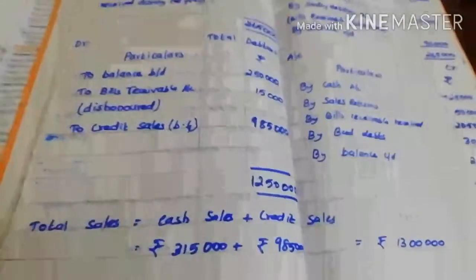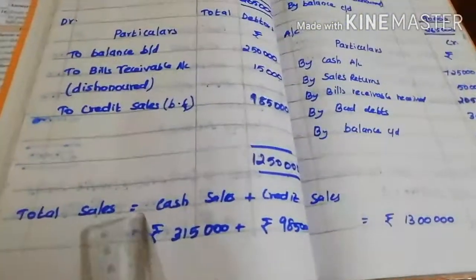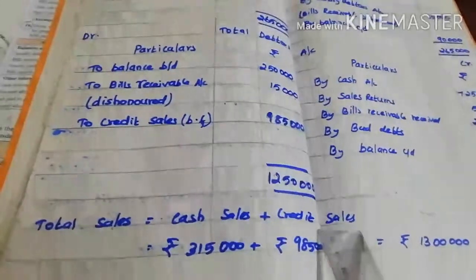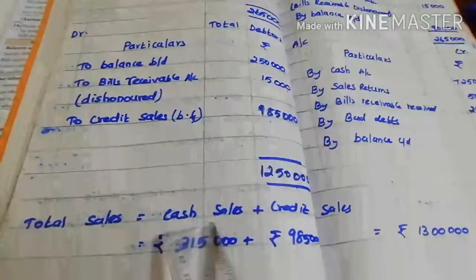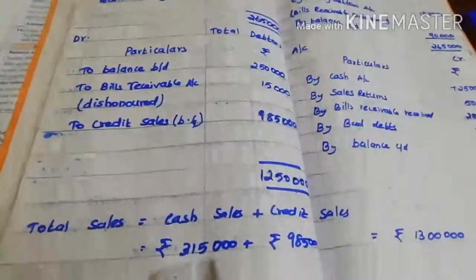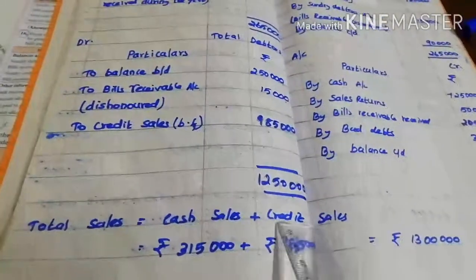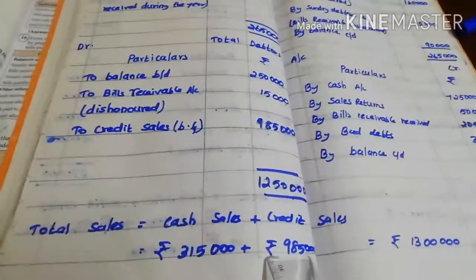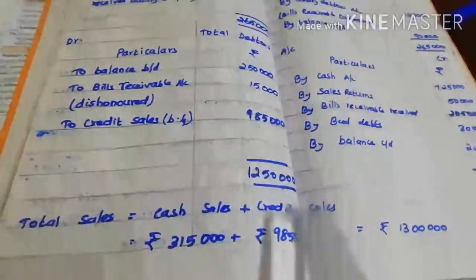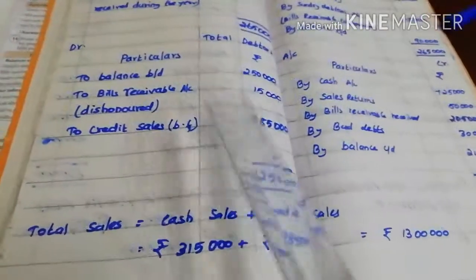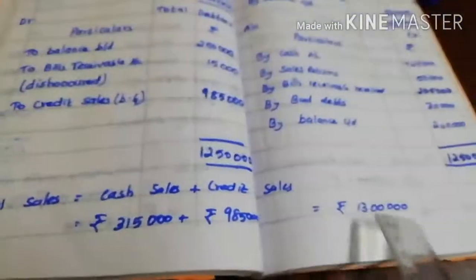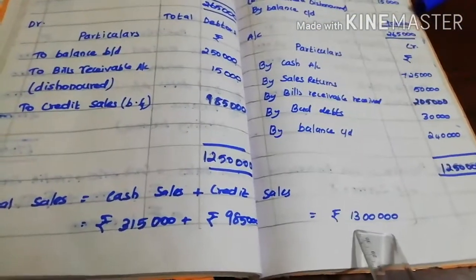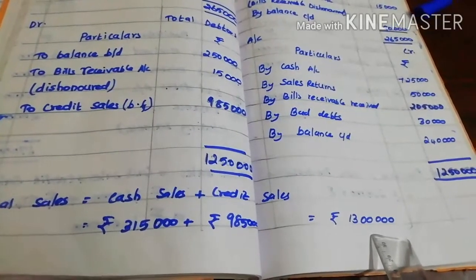What is the question? The question is to find out the total sales. Total sales equals cash sales plus credit sales. Cash sales is given in the sum, that is 3,50,000. Credit sale is not given. We found it by preparing the total debtors account, 9,85,000. So I get total sales of rupees 13 lakhs. That is the answer.